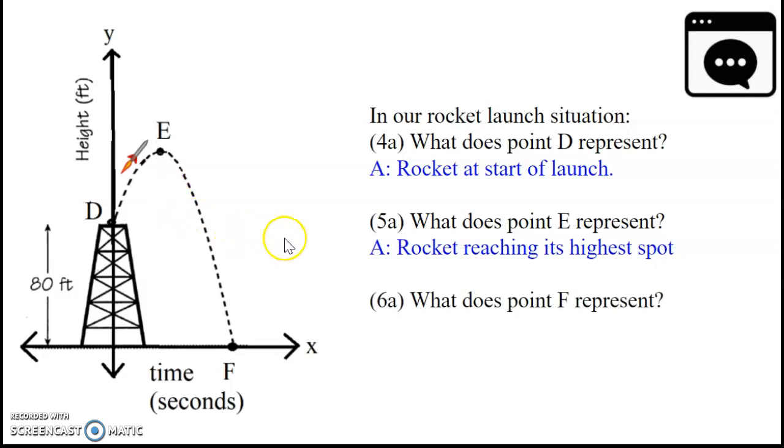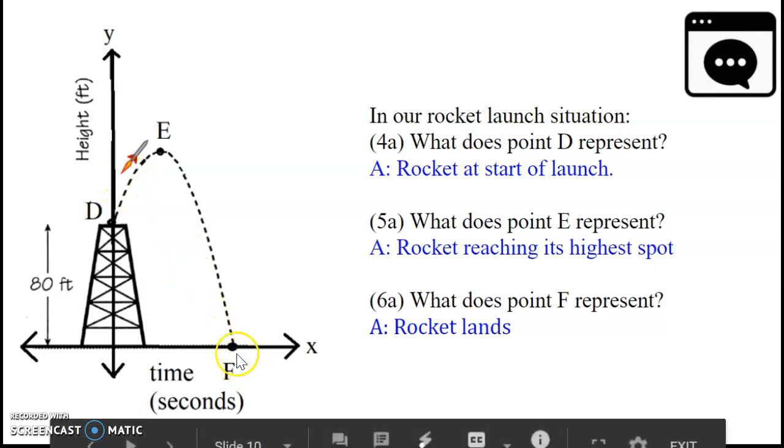What does point F represent? That's where the rocket lands. That's when the rocket lands.